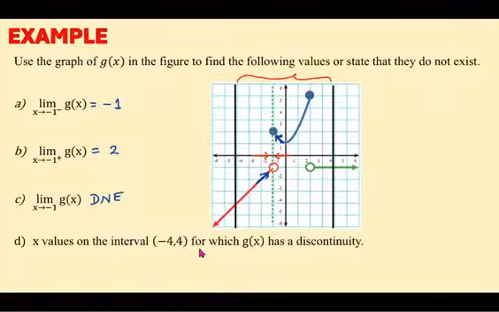Okay, on that interval, we have to find the values of x for which the function is discontinuous, or the function has a discontinuity. So you can see that the first discontinuity is here. We have a jump in the function, so that is at x equal to -1. And also we have another jump discontinuity here at x equal to 2. So the function is discontinuous at x equal to -1 and x equal to 2.